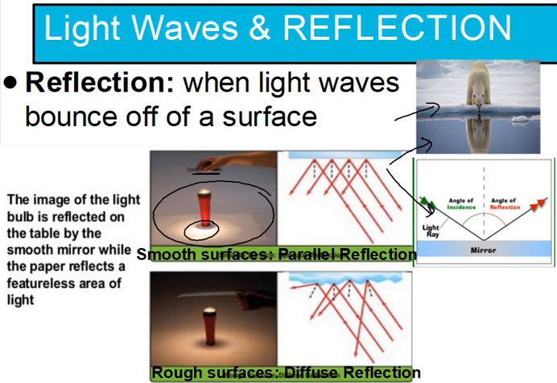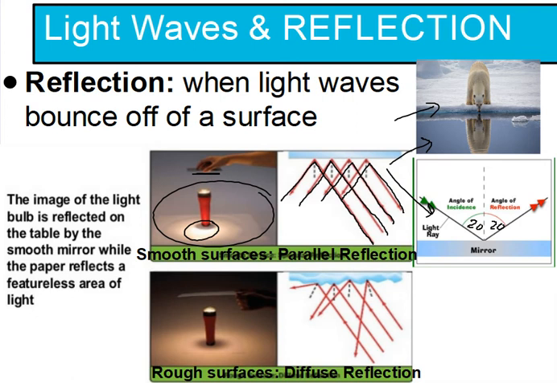If the light comes in at an angle, it leaves at the same angle. So we call this idea parallel reflection, that the light bounces off and back into waves that are parallel to one another. So if this is a 20-degree angle, this angle would also bounce back at a 20-degree angle and reflect that light back to you.